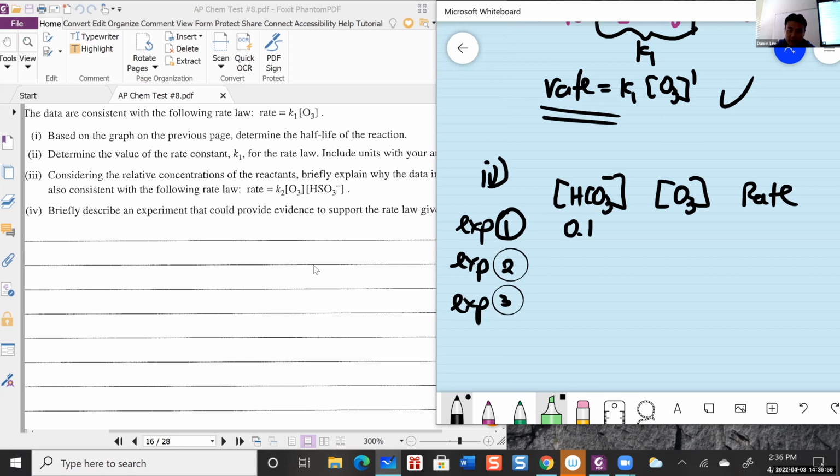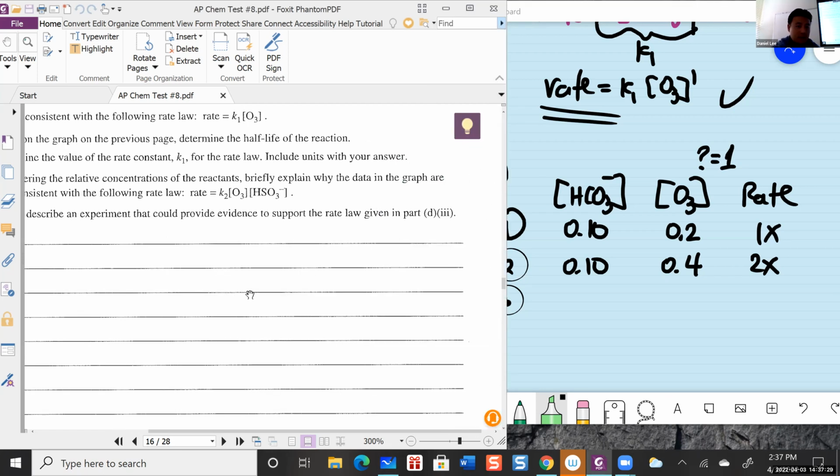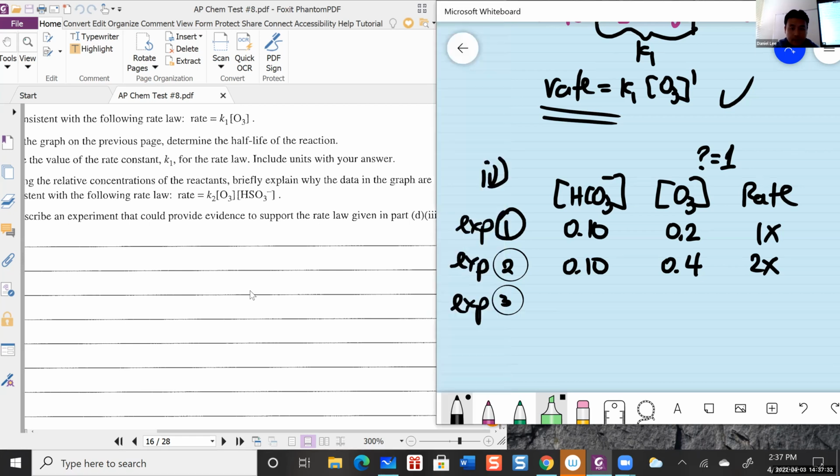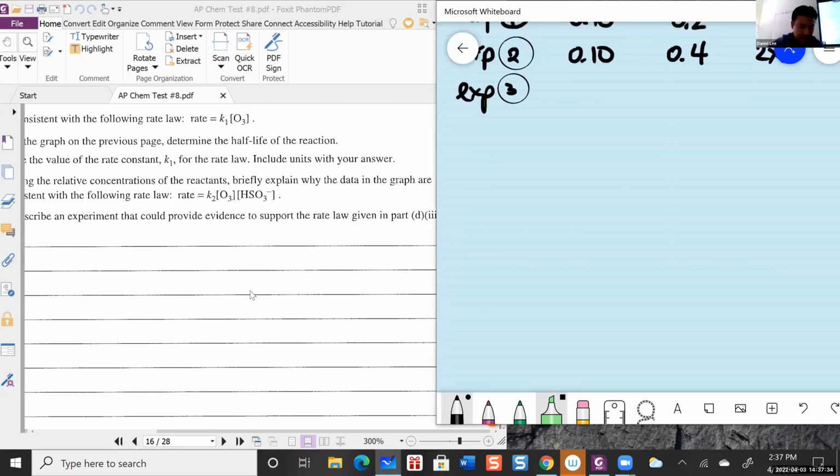You keep one of the reactants at the same concentration, and let's say you double the concentration here, and you figure out the rate. If the rate also doubles, then this must be first order, right? We've done these before. You keep the concentration of one of the reactants constant, double the O3 concentration. If the rate doubles, it is first order. If the rate quadruples, it is second order. If the rate remains the same, then it's 0th order, right? So briefly describe an experiment to support the rate law above. Okay, does that make sense?